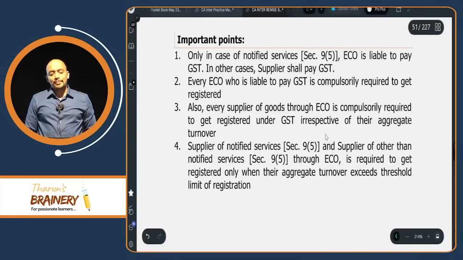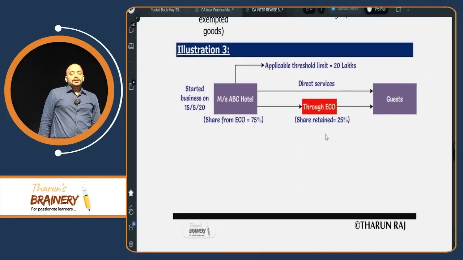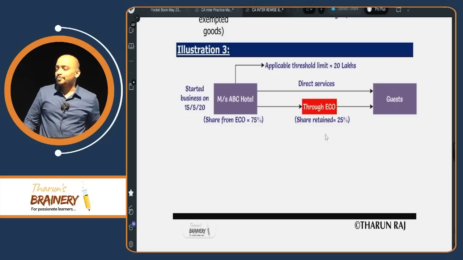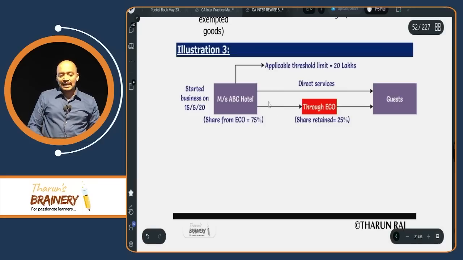Now, on these e-commerce operator transactions, they can make a question like this. You can see this. ABC Hotel. Concentrate, a very important question. Messrs. ABC Hotel started business on 15/5/2020, and ABC Hotel is providing direct services to the guest as well as through an e-commerce operator. If they provide the service through the e-commerce operator, how much will the e-commerce operator get as a share? 25%. How much will ABC Hotel get? 75%. And the applicable threshold limit of ABC Hotel is 20 lakhs.